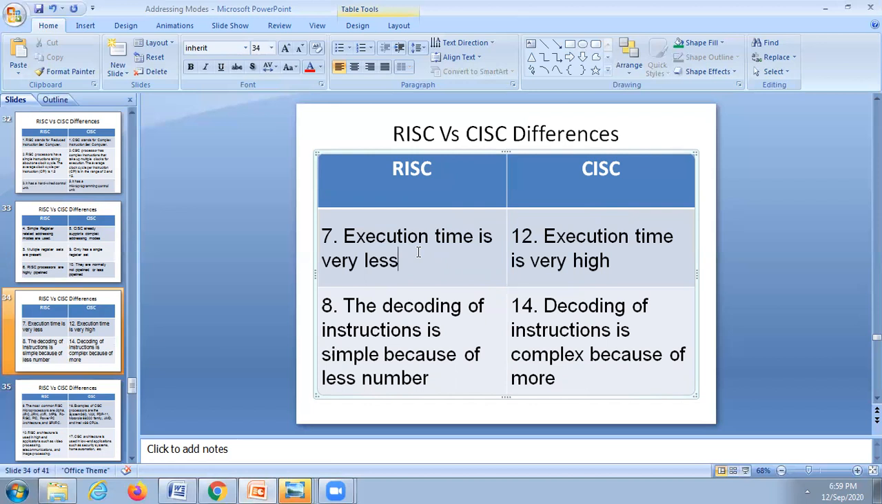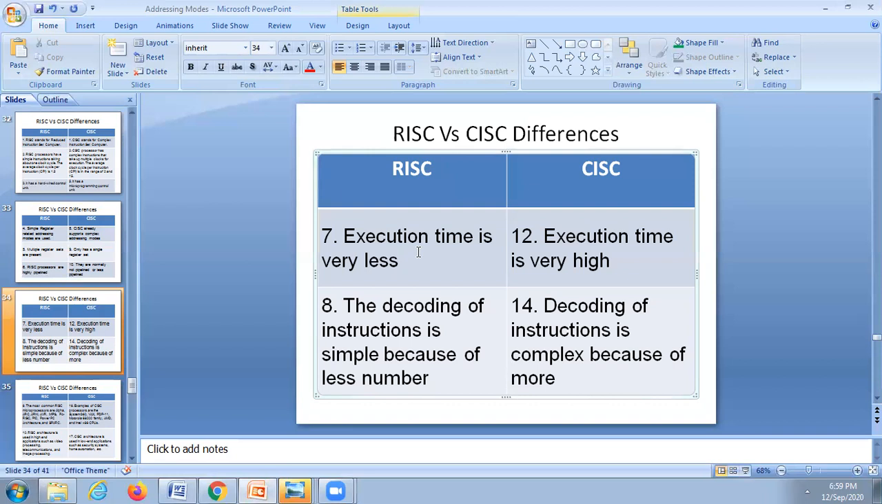Whereas in the CISC, the execution time of any instruction is very, very high when compared to this. That is more than double, more than 3 times like that. That means the execution time of any RISC instruction is very fast, and a CISC instruction is very slow. That is what I told just now.